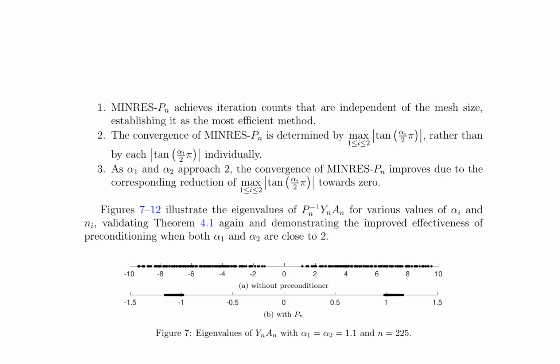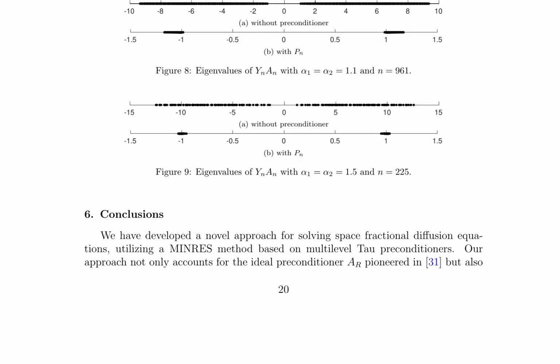Table 3 reports the iteration count and CPU time for the MINRES solver using various preconditioners, across different orders of fractional derivatives, alpha 1, alpha 2, and mesh sizes n equals n1 n2. The findings highlight that MINRES Pn achieves iteration counts that are independent of the mesh size, making it the most efficient method. The convergence of MINRES Pn is determined by the maximum of tan, alpha I, 2 pi, for I equals 1, 2, rather than each tan, alpha I, 2 pi, individually.